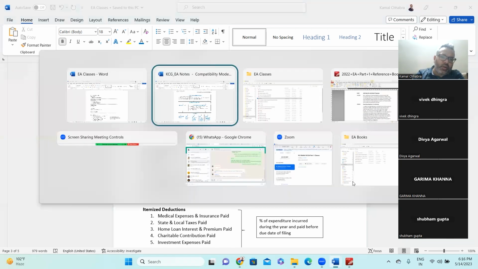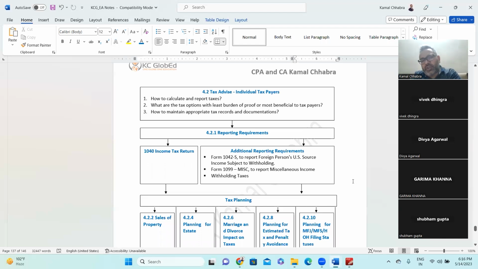So the key objective of tax advising is, first one, how to calculate and report the taxes in the way that will be most beneficial to the taxpayer and which will also reduce the burden of proof on the taxpayer. For example, if you choose standard deduction, then probably there is no burden of proof, or there is no requirement to submit any additional documentation when any assessment happens, or when the IRS may ask for any question, right? Because that is already given by the law.